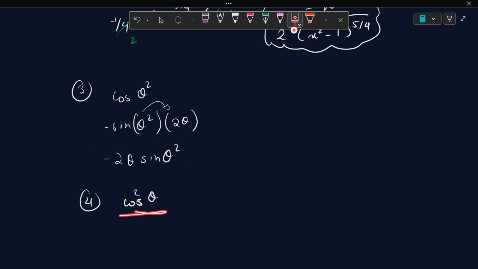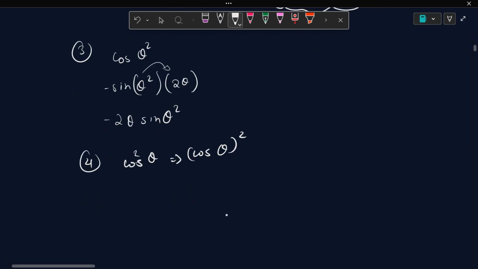See, these are different, because here you had the outer function in this one and you had inner function in this one, but now you have cosine squared of theta, which simply is equivalent to writing like this. Okay, so if you want, you can write it like this. They are basically equivalent. So now this is again a chain rule.